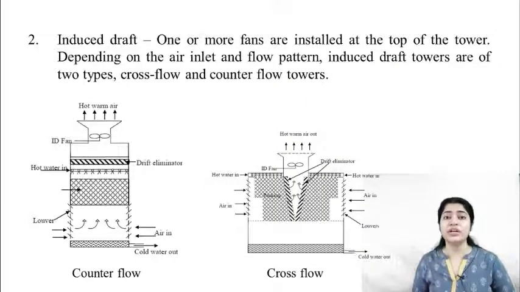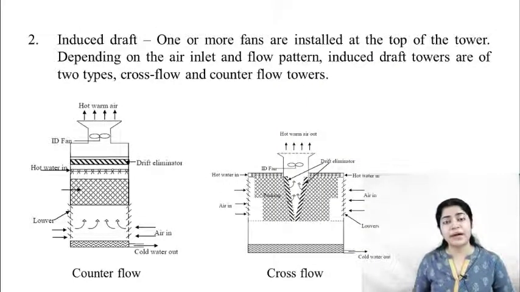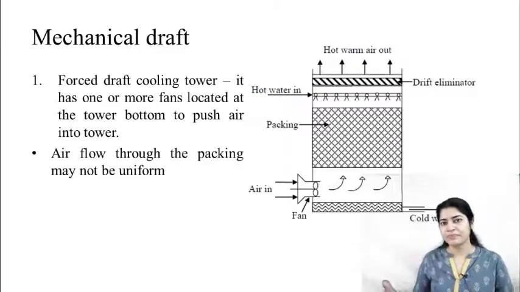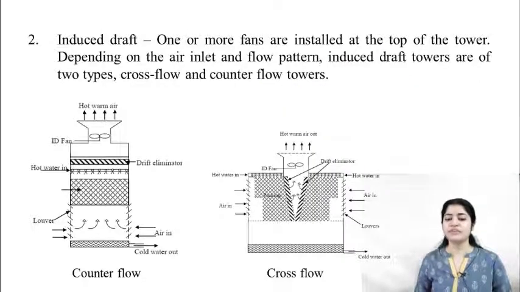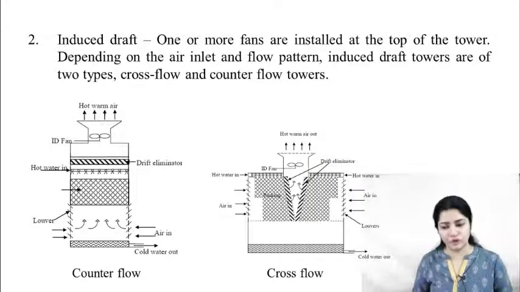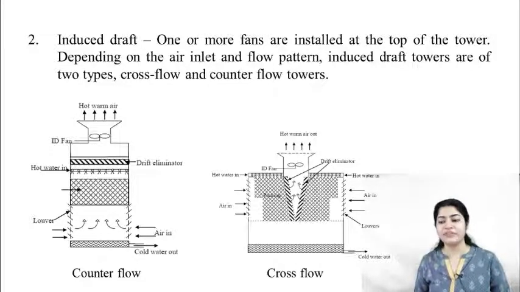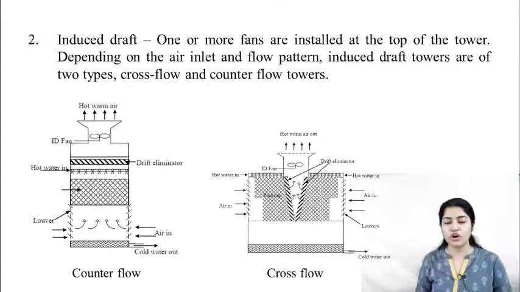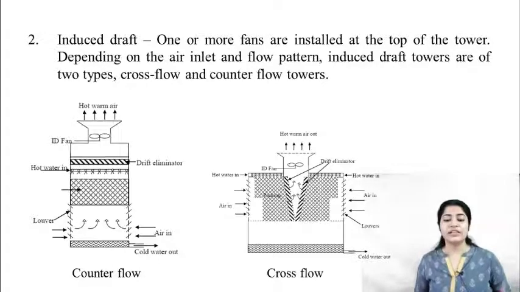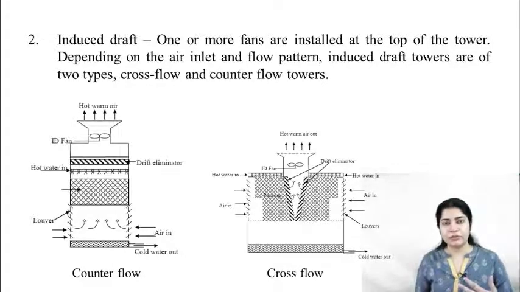Next is your induced draft cooling tower, which is again part of mechanical draft. Here one or more fans are installed at the top of the tower. So here you are keeping the fan at the top, whereas in forced draft, the fan was at the bottom. Depending on the air inlet and flow pattern, induced draft towers are of two types, cross flow or counter flow. In counter flow, what flow are we talking about? About water and air contact.